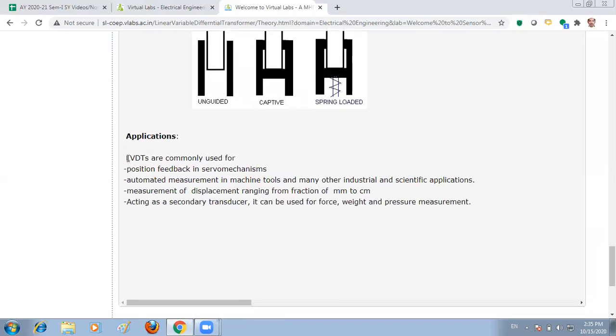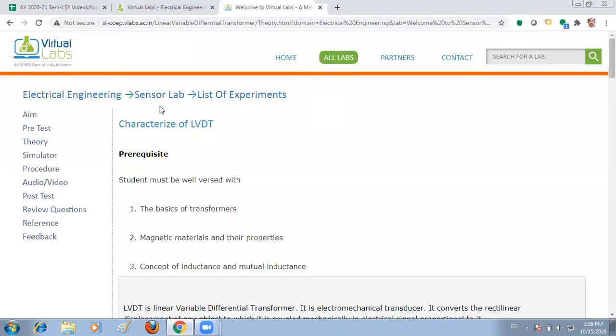Then the applications where LVDTs are used: they are used for position feedback in servo mechanisms, automated measurement in machine tools and many other industrial and scientific applications, measurement of displacement ranging from a fraction of a millimeter to centimeters, acting as a secondary transducer. It can also be used for force, weight and pressure measurement. So this is the theory regarding LVDT, that is linear variable differential transformer.